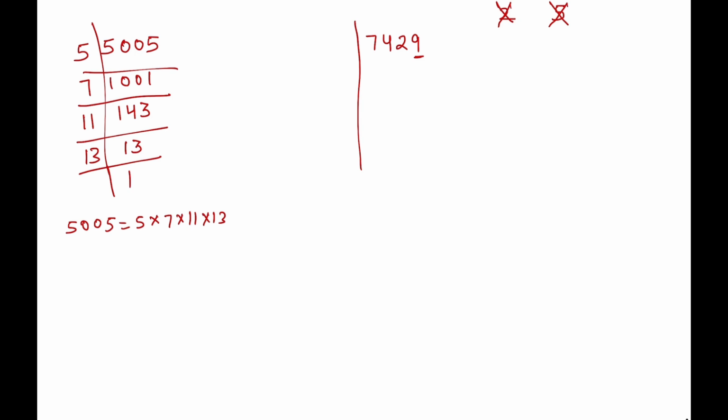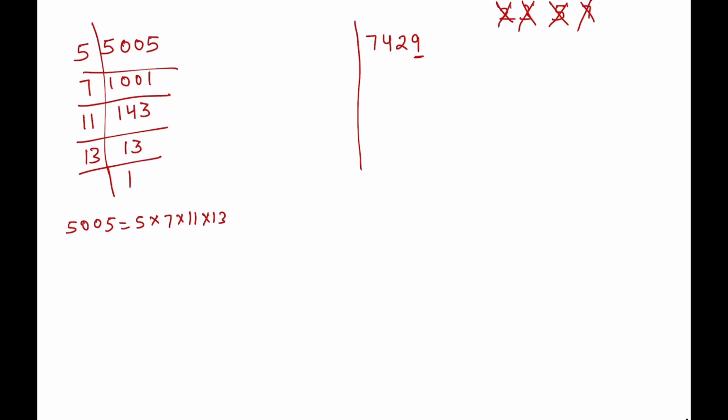So, 3 is also cancelled. Now, let us check from 7. So, 7 ones are 7. Then 7, for 4, it will come 0. Then 7 sixes are 42. But again, 7 ones are 7. Then the remainder will come 2. So, we cannot divide it by 7.